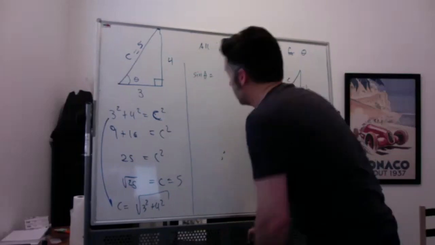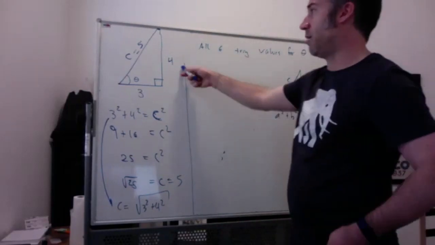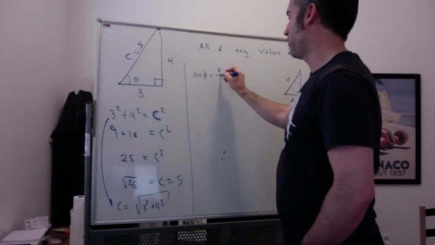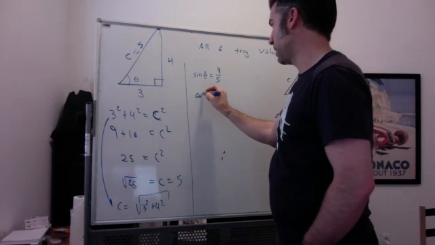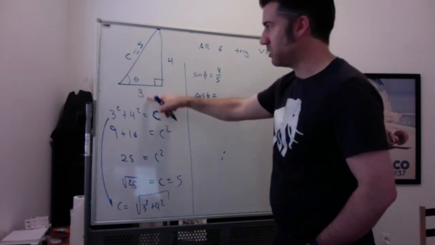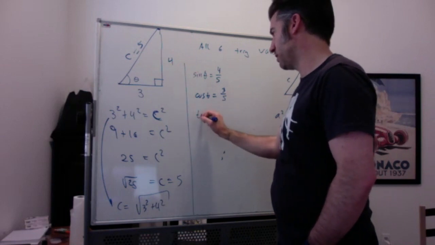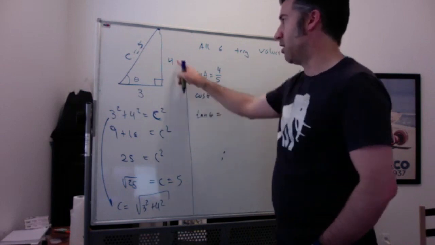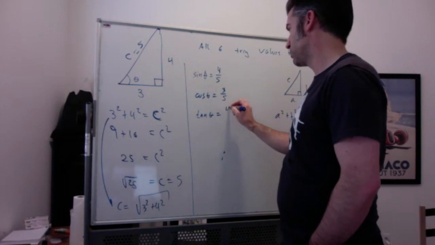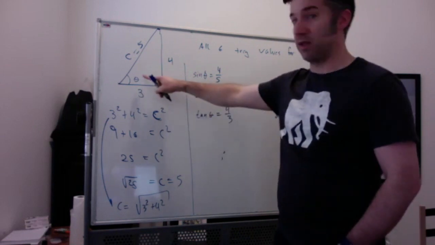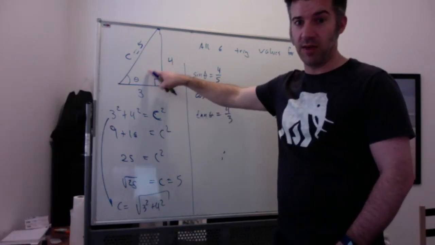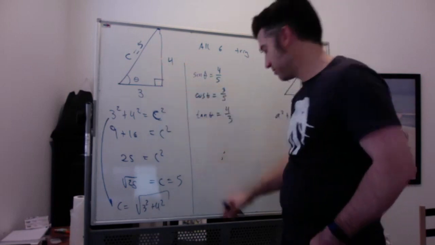But here, sine of theta is opposite over hypotenuse. So it's 4 over 5. And cosine of theta is adjacent over hypotenuse, which is 3 over 5. And tangent of theta is opposite over adjacent, which is 4 over 3. Remember, we're looking at this angle's perspective. From this angle, the opposite is 4, the adjacent is 3.